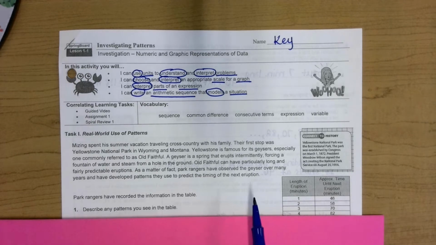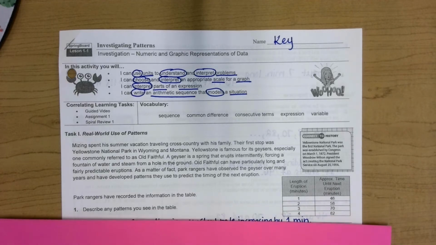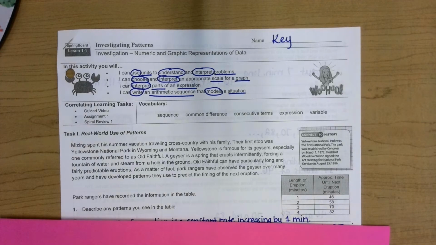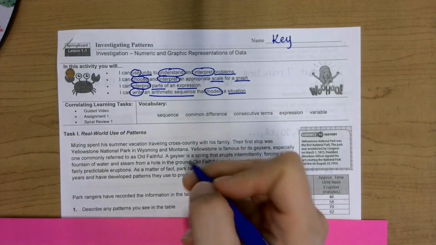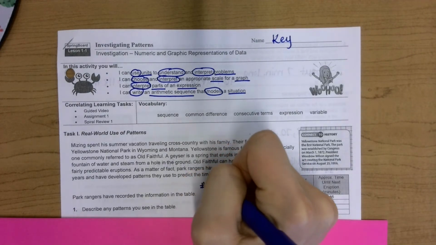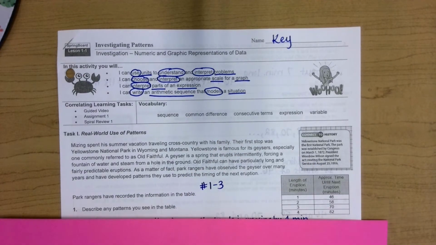You're going to be answering the next few questions on this page about this data that is given in this table. So I want you to pause this video and answer numbers 1 through 3 on your own. Then you will come back and continue watching the video after you do numbers 1 through 3. So go ahead and pause now.